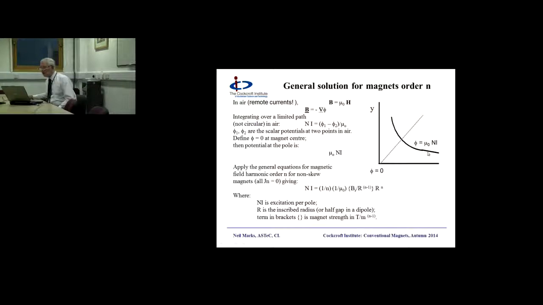And here's the general solution for any magnet. It just follows the same concept. In this case, we're doing an integration along this line between the axes, and we're equating this to the scalar potential phi at this particular surface. And the general equation is Ni equals 1 over n, 1 over mu naught, times Br r to the n minus 1, where the bracket is the magnetic strength in Tesla meters to the n minus 1, times r to the n. And that's fully compatible with the equations that we've just established.